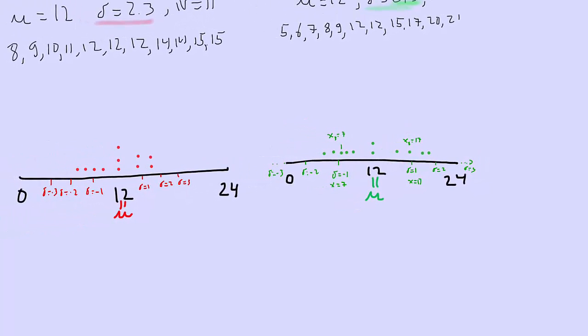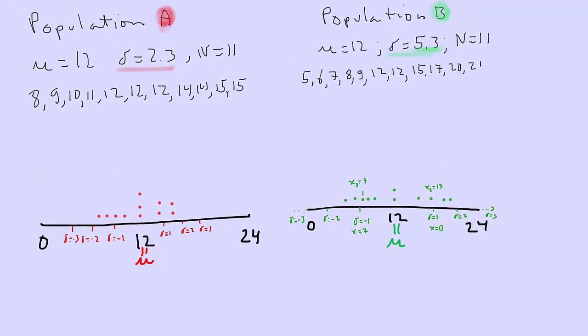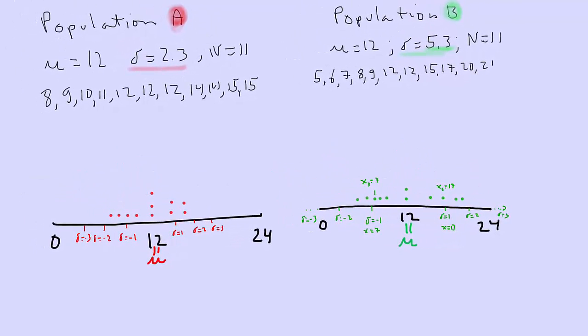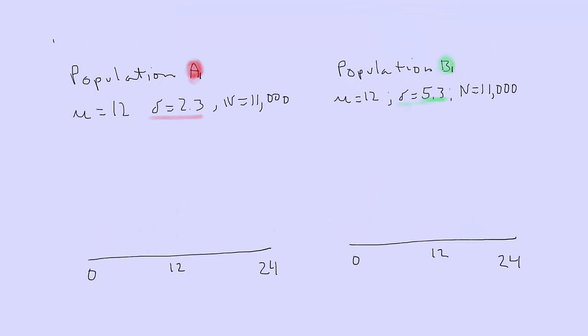Let's extend that notion to larger populations. So here we have populations of size 11. Easy to plot all the dots, all the individual raw scores. Here, it's a little more complicated. We have population A1. Same thing, mean mu is 12, sigma is 2.3. How would we plot distribution for 11,000 points?